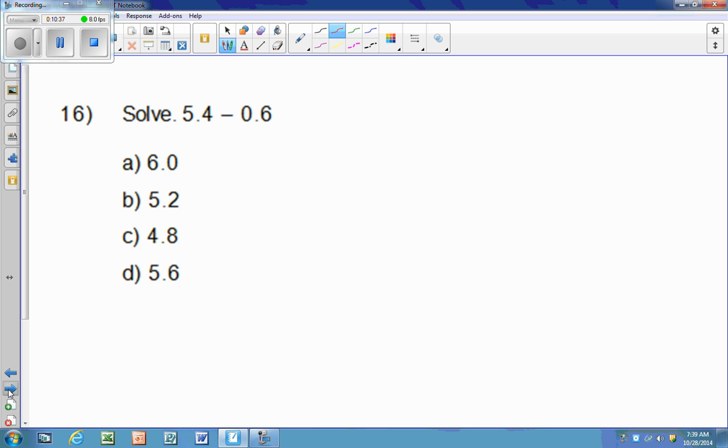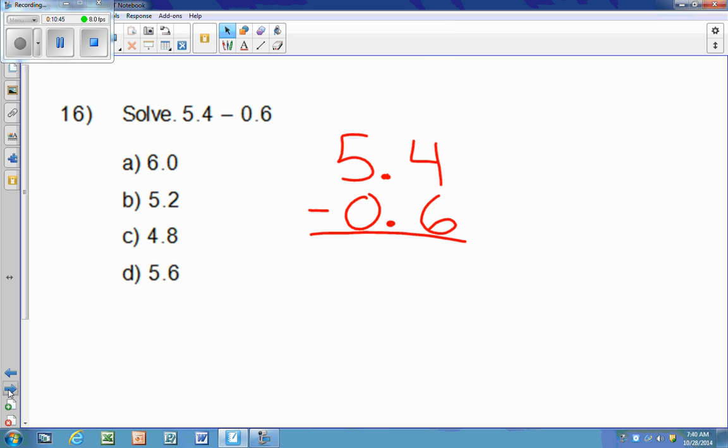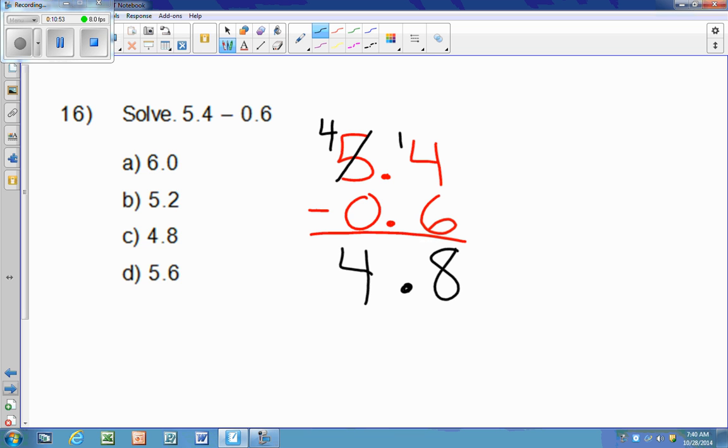Number 16, we're going to find the difference by subtracting. Once again, we also line up our decimals to line up our place value to subtract. I'm going to show all our work in order to solve it. Bring down our decimal right in the same spot, and I can find my answer.